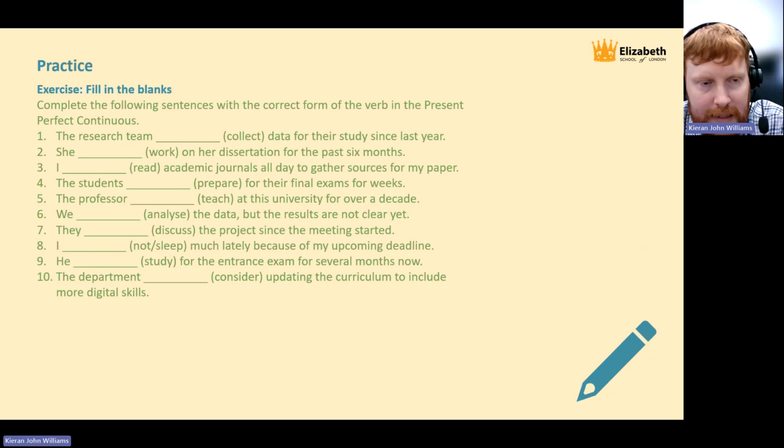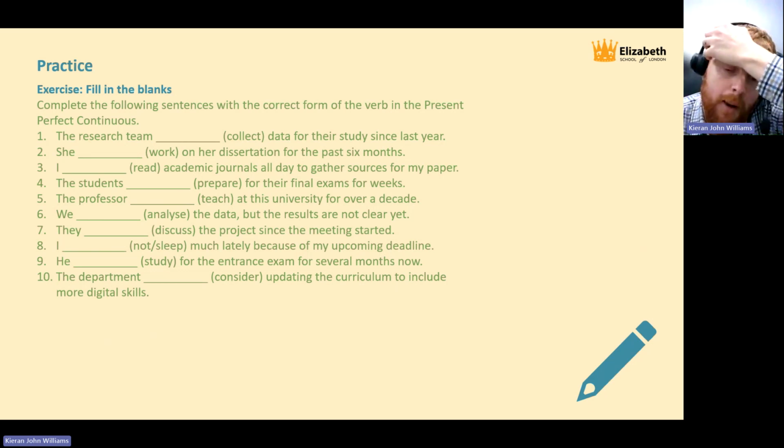Okay. So in the next activity, you're only using present perfect continuous. They give you the verb. You need to fill in the space with the correct form of the verb. Okay, so as usual, as we've done all the way through, pause the video, write down your answers, and then we will check to see what you have.